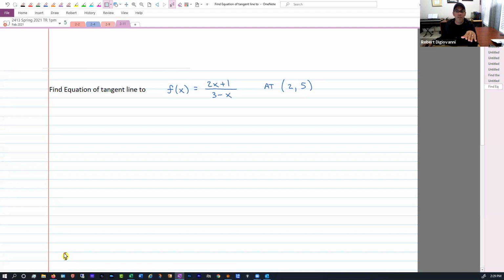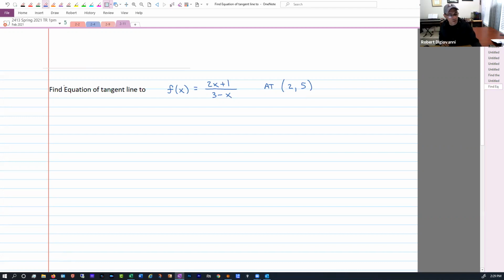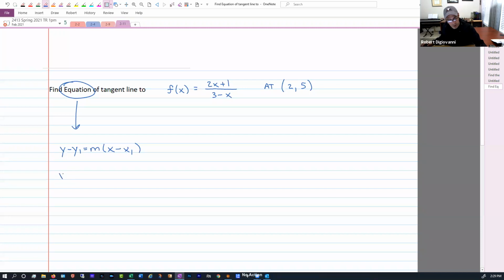Would y'all like to see the graph of this function first, or you just want to go after it? I want to attack it. Go ahead and go for it. Okay, so I need the equation of the tangent line, right? So that tells me I'm going to need to use y minus y1 equals m times x minus x1. What part of this do I know? You know the y and the x right now. We know that the 2 is the x1 and the 5 is the y1. So we can actually write this down right now if we wanted to.